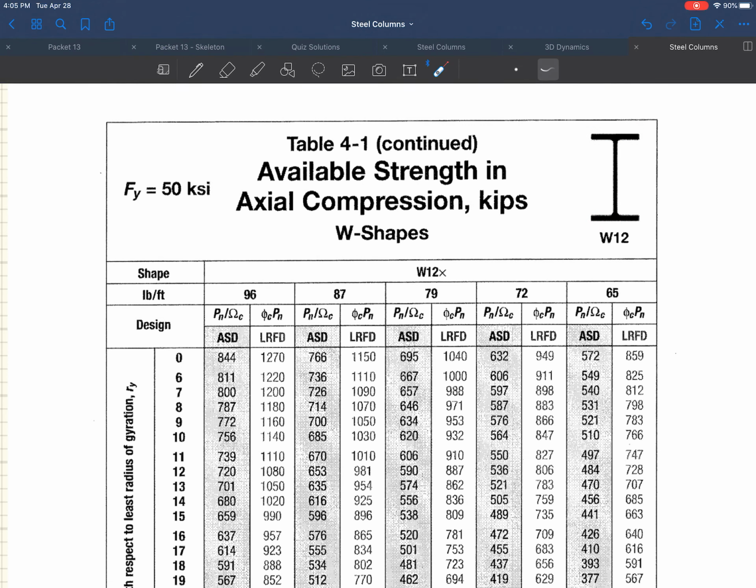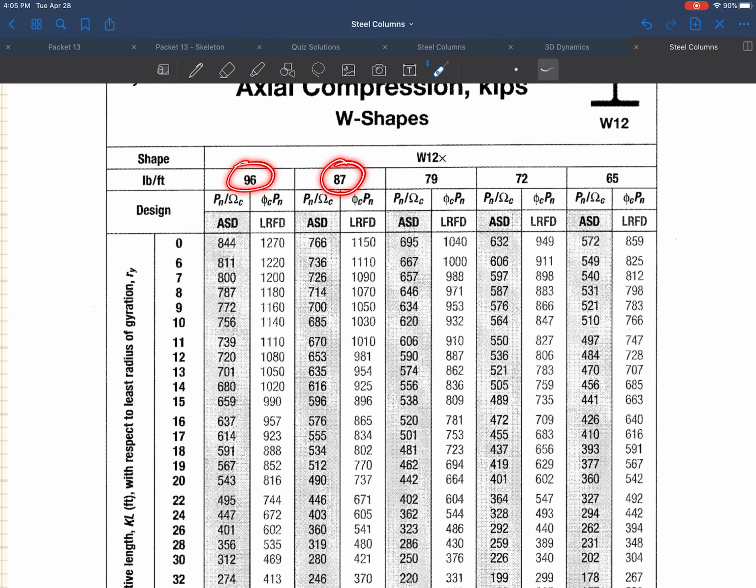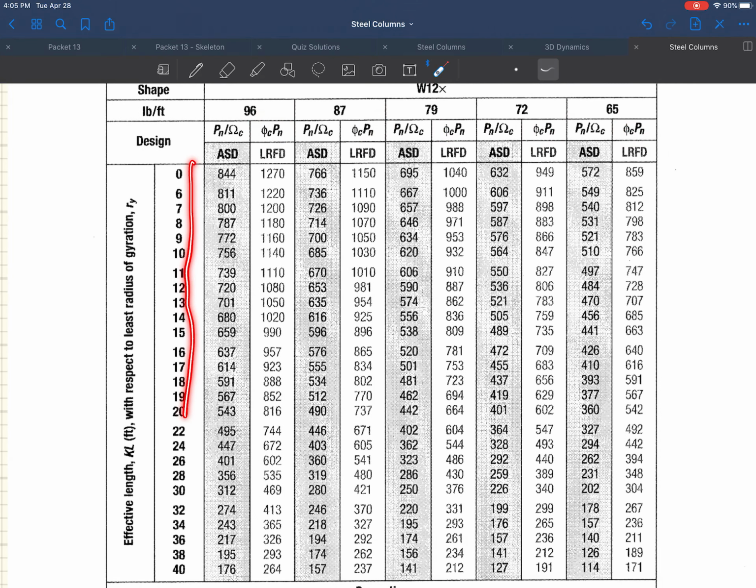Okay, and so how is this structured? Well, these are W12 by 96, by 87, by 79, by 72, and 65. So each one of these is a different member. This is W12 by 96, 87, and so on. So these are all different members. Those are structured right there. And then we have phi-Pn for each one of those members. And then what varies as we go down here is the KL, the effective length.